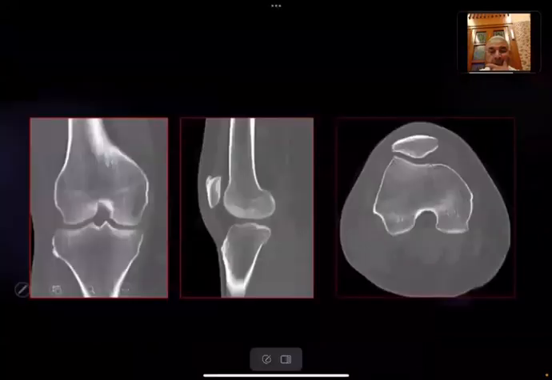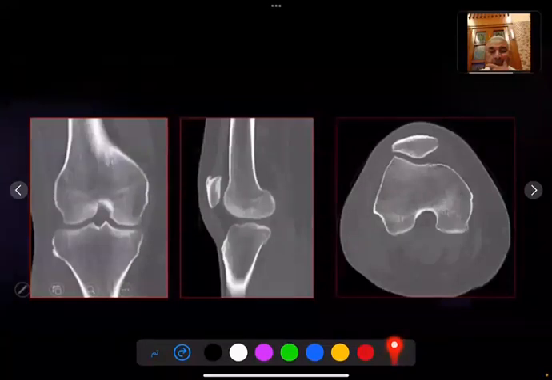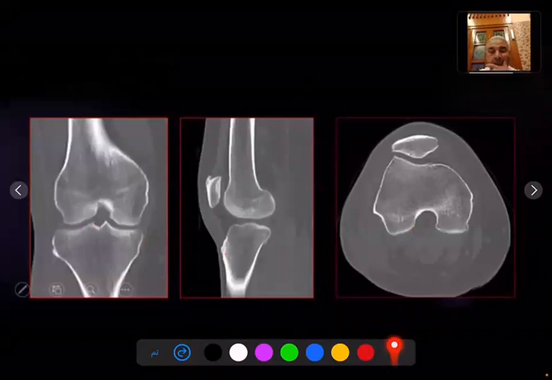This is a CT scan, which is the best imaging modality for assessment of the bones of the knee joint. These are the coronal, sagittal, and axial planes. This demonstrates the tibiofemoral joint. This is the lateral femoral condyle, medial femoral condyle, and intercondylar notch. The lateral tibial plateau, medial tibial plateau, and intercondylar eminence. And this is the sagittal view demonstrating the patellofemoral and tibiofemoral joints.